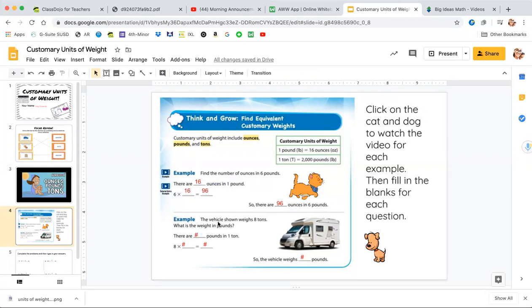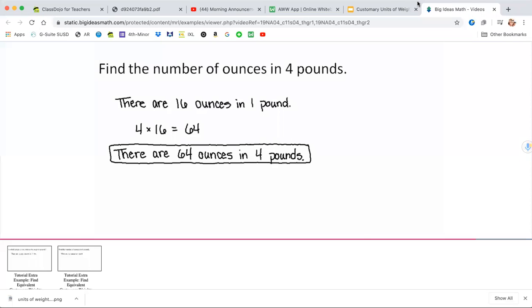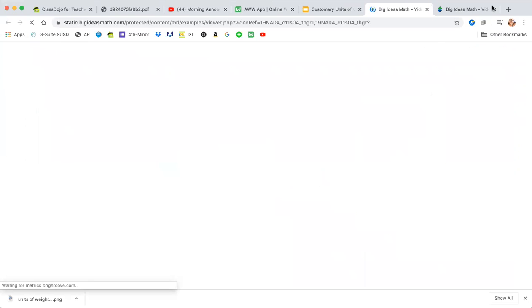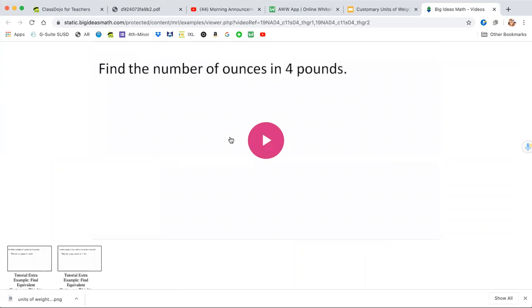Then the vehicle shown below, so this nice little camper, weighs 8 tons. What is the weight in pounds? So we're going to watch that next video, which is about ounces in pounds. And again, if you click on the dog, it's going to take you to the Big Ideas Math video. And this was the pounds one. I want you to go ahead and click on the weight in tons, because you're going to be able to watch those 2 videos. So we're going to watch this one.